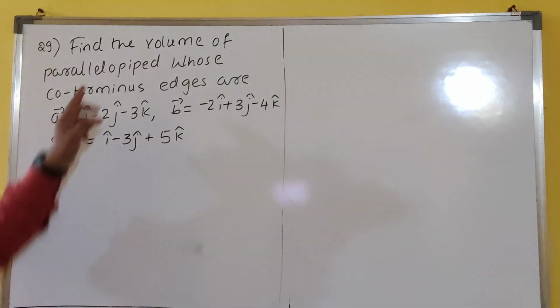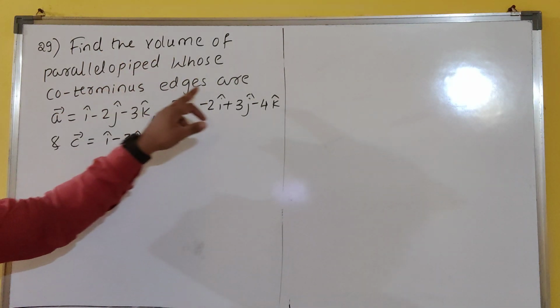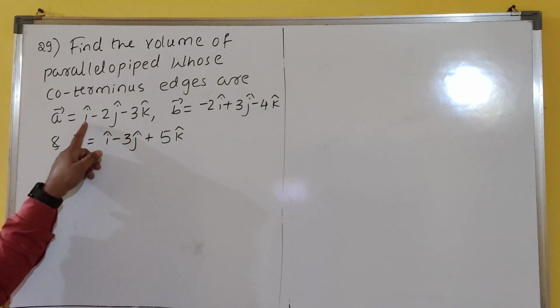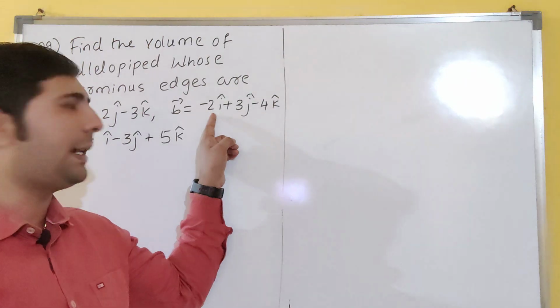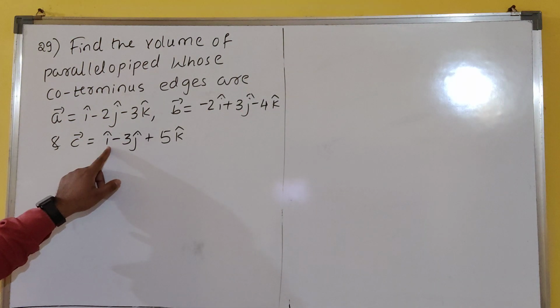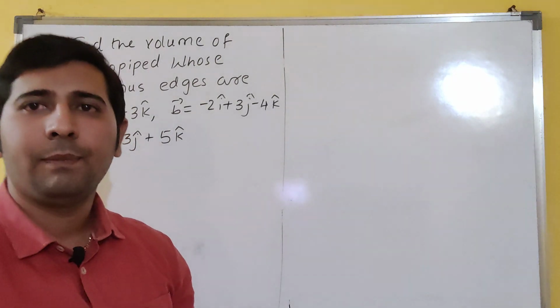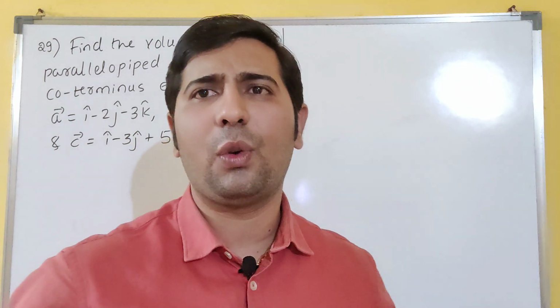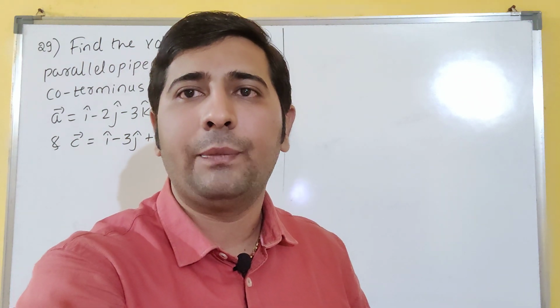Next question we'll see. Find the volume of the parallelepiped whose co-terminus edges are vector A equal to i cap minus 2j cap minus 3k cap, vector B equal to minus 2i cap plus 3j cap minus 4k cap, and vector C equal to i cap minus 3j cap plus 5k cap. Clear? So many of the students don't know what the volume of a parallelepiped is.